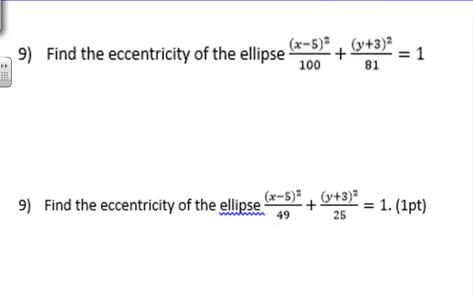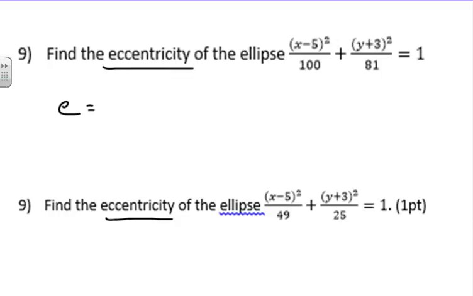Okay, what we got here is we are once again sticking with conics and we're with the ellipses. And what we're going to do is figure out what the eccentricity is. We have two different problems for you. In order to find eccentricity, eccentricity is a ratio of how much of an oval or how flat the ellipse is going to be.